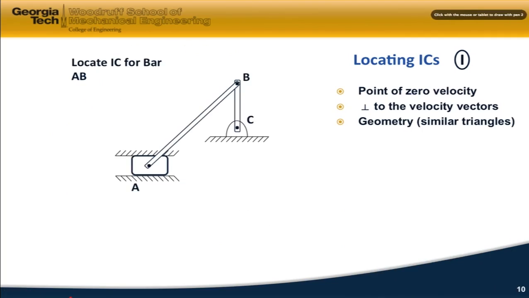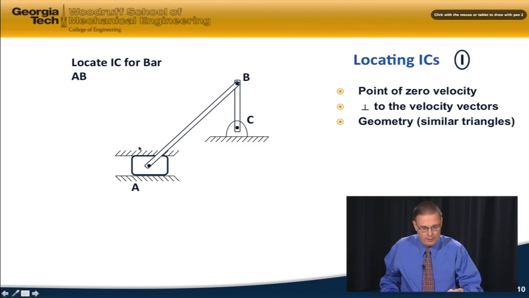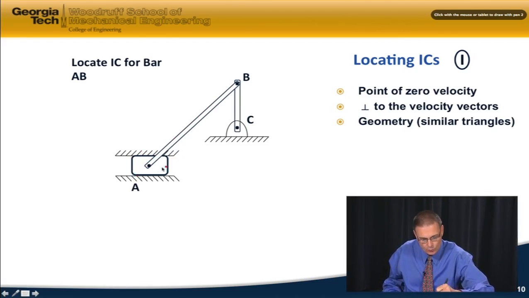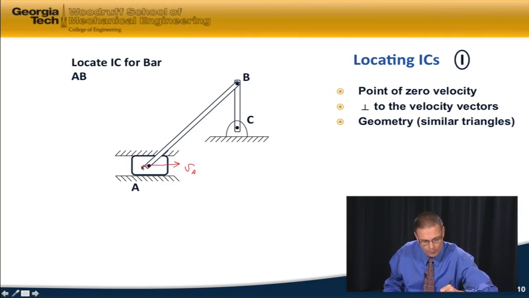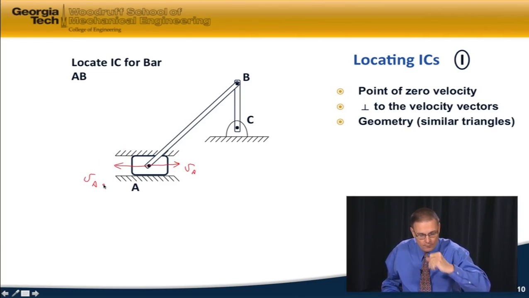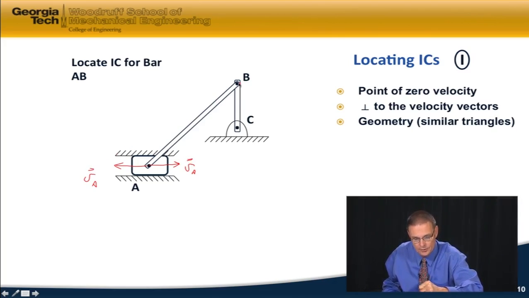So here's another example I'd like you to do. I'd like you to locate the IC for bar AB. The way to do this one is to look at the perpendicular to the velocity vectors. We know that A, the piston, can only move in the i direction, so the velocity of A can either be right or left. The velocity of B also can only be right or left because this is a rigid bar.